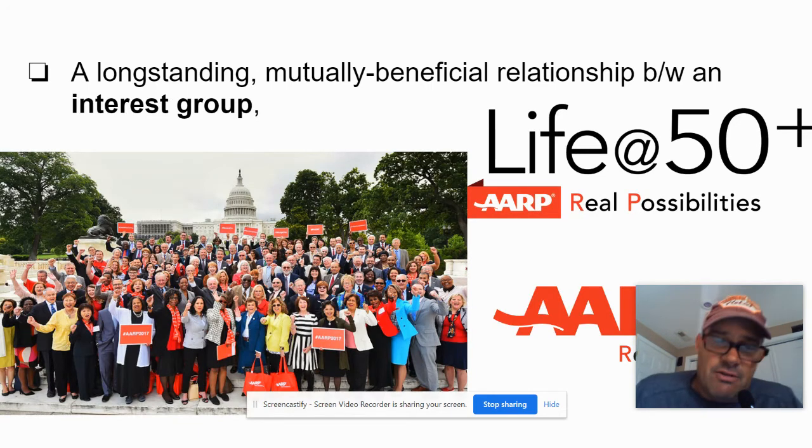And this is between three different things. The reason it's called a triangle is because it's got three different parts. It's a three-part relationship here. So a long-standing, mutually beneficial relationship between an interest group, okay, now I put up the AARP, which is the American Association of Retired Persons. So notice it says life at 50 plus, AARP, real possibilities. So these are people over the age of 50. All right, so AARP, that's an interest group. So keep that in mind because we'll come back to it.